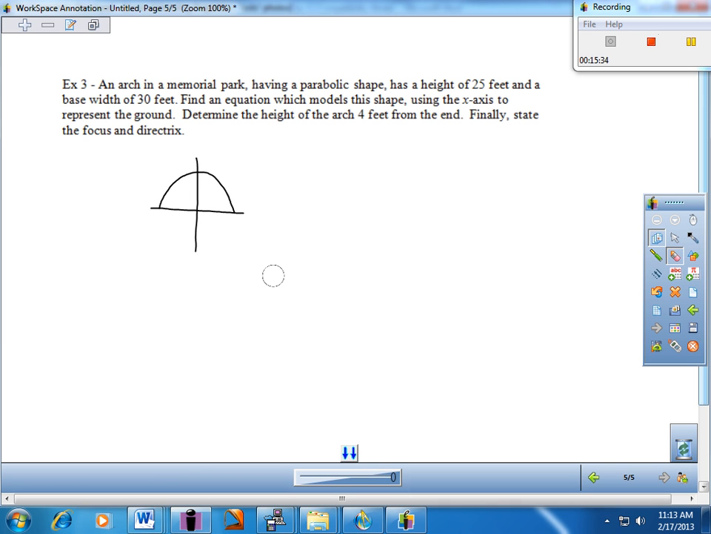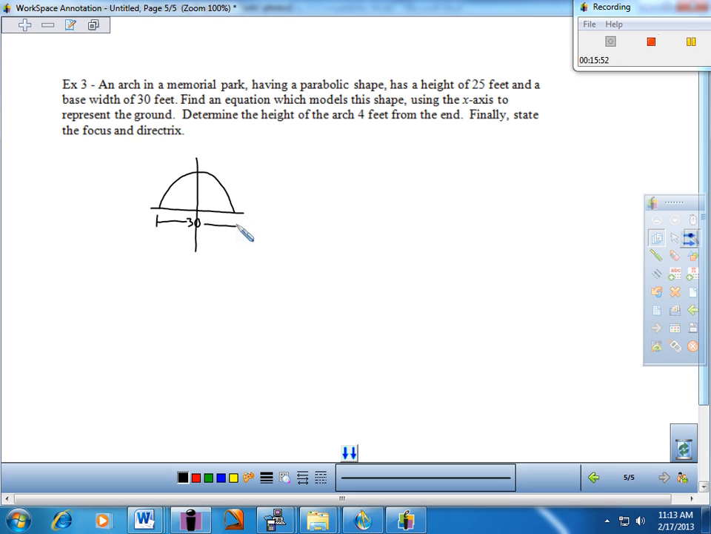I'm going to probably do that first one right over there, where I have my parabolic arch and just the x-axis representing the ground, so kind of like that. Okay, so that's what I'm going to look at, and let's see what this arch looks like here. Base width is 30, so that's 30 all the way across from there to there. And a height of 25, so that would be from here to here. There's 25. All right, not too bad.